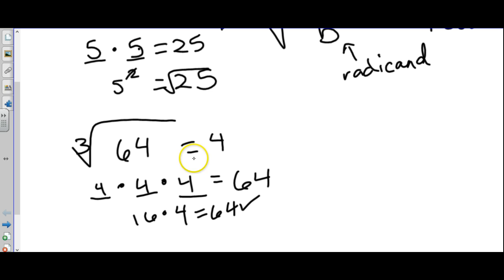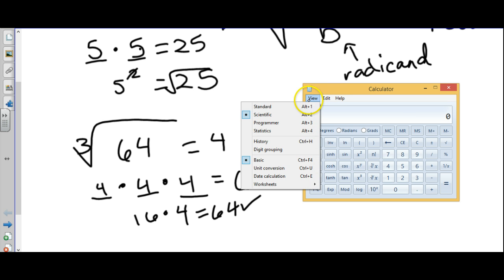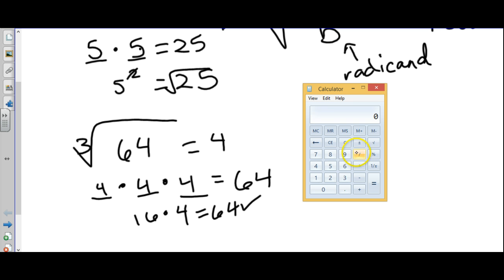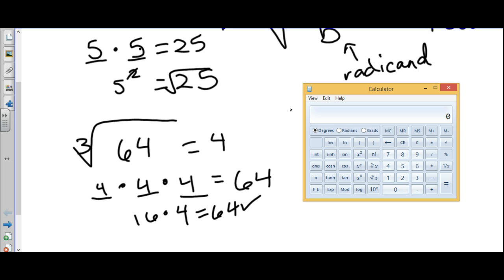Now that works for small numbers, but when you start getting bigger numbers, it might take a while to go through that process. So you may also want to know how to do this on a calculator. So I'm going to pull up my calculator. This is just the regular computer calculator. I have changed it from being a standard, the smaller one, to being a scientific calculator. And you'll notice it has a cube root button right here. So if we type in 64 first and then hit the cube root button, it will automatically show us that the cube root of 64 is 4.